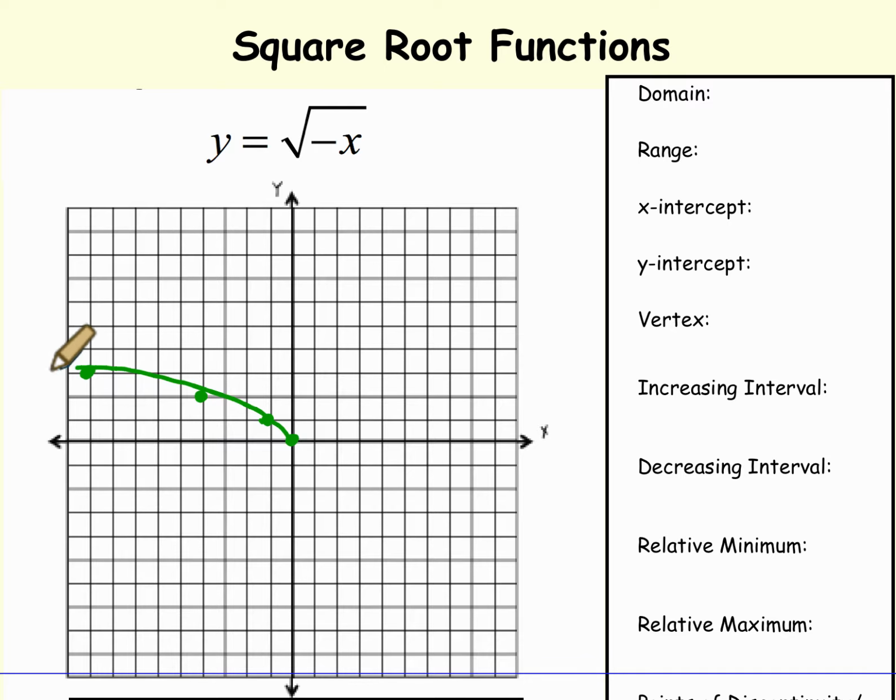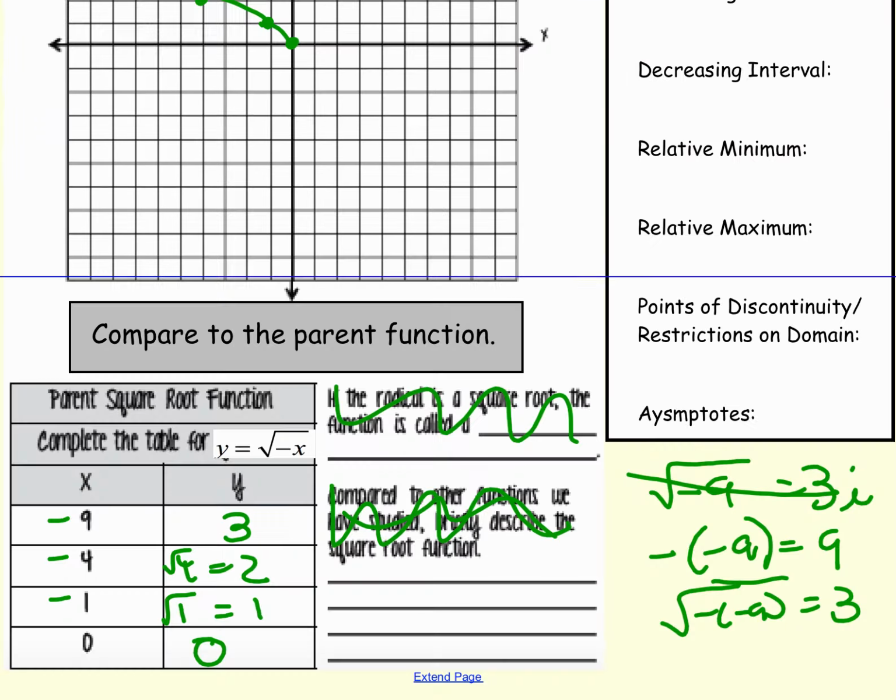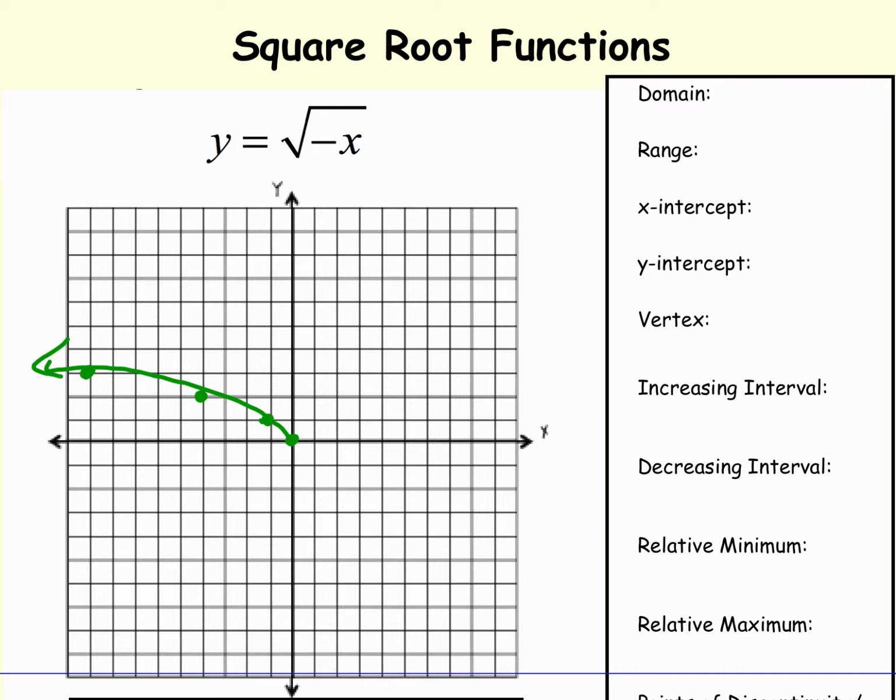So now what's it doing? It's just opening the other way. The parent function was that, but now this one's going the opposite way. So it's what we call a horizontal reflection. It flipped from left to right of its parent function.